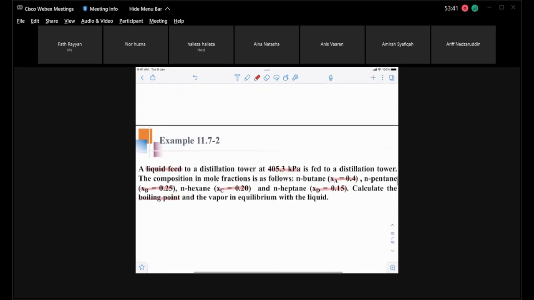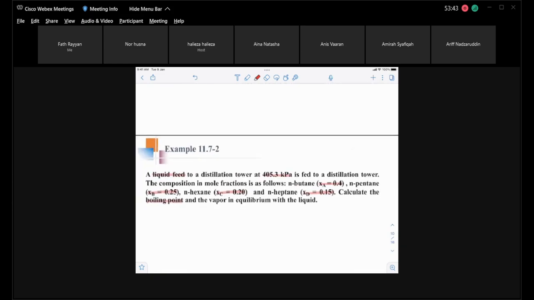Okay. The composition of the feed is given. Calculate the boiling point of the feed. For this example, it's specifically for the feed. But if you have a multi-component distillation, and this is also multi-component distillation, most of the time when you look at the boiling point, you'll be referring to the bottom product. But for this example, 11.72, it is specifically for the feed.